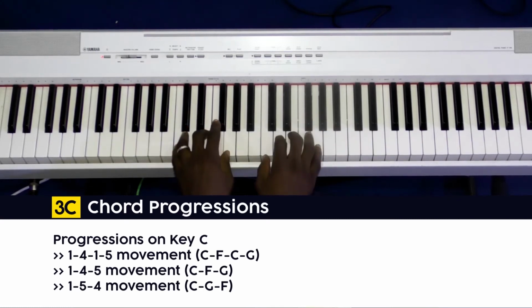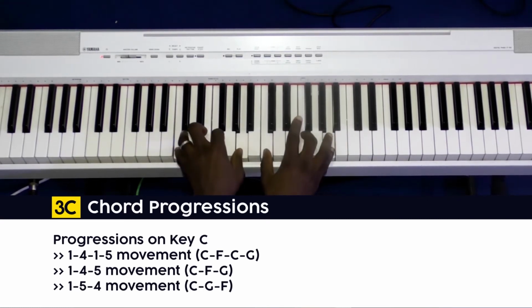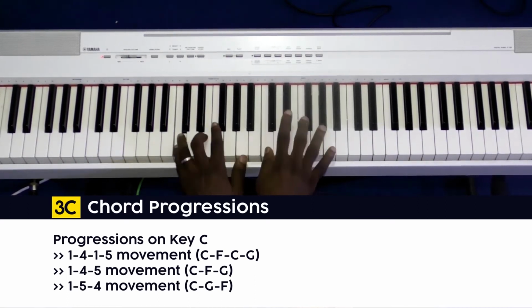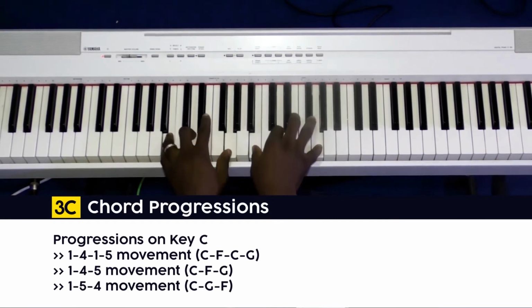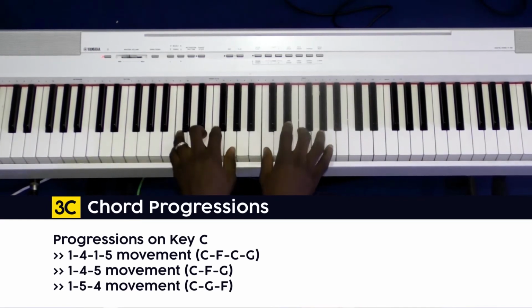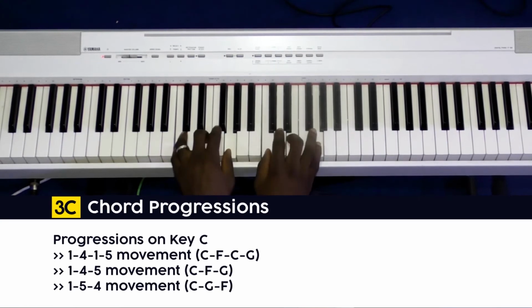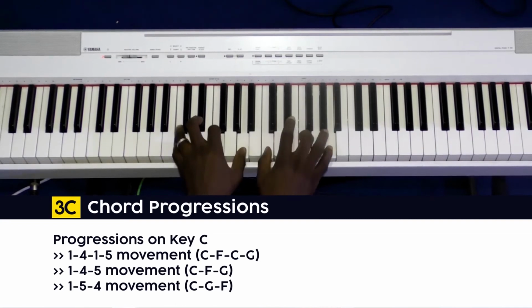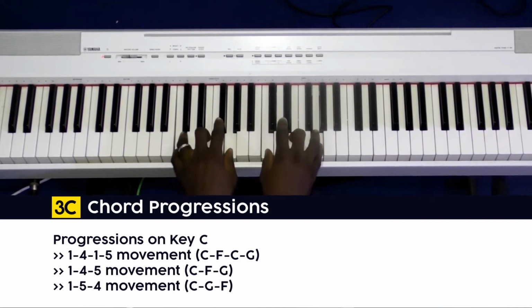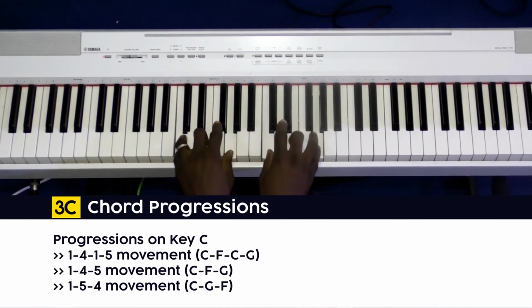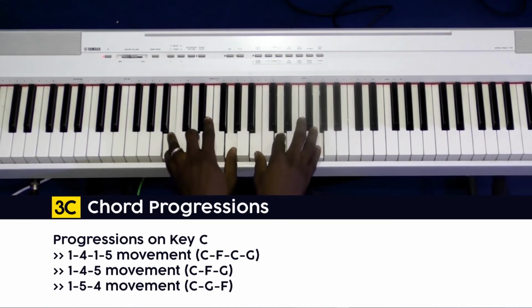So you see, we have learned the 1, 4 movement, then the 1, 5 movement. So 1 chord, 4th chord, 1 chord, 5th chord. You can turn it into a melody in music. C root, F, C, G: 1 chord, 4th chord second inversion, root chord, then 5th chord first inversion.